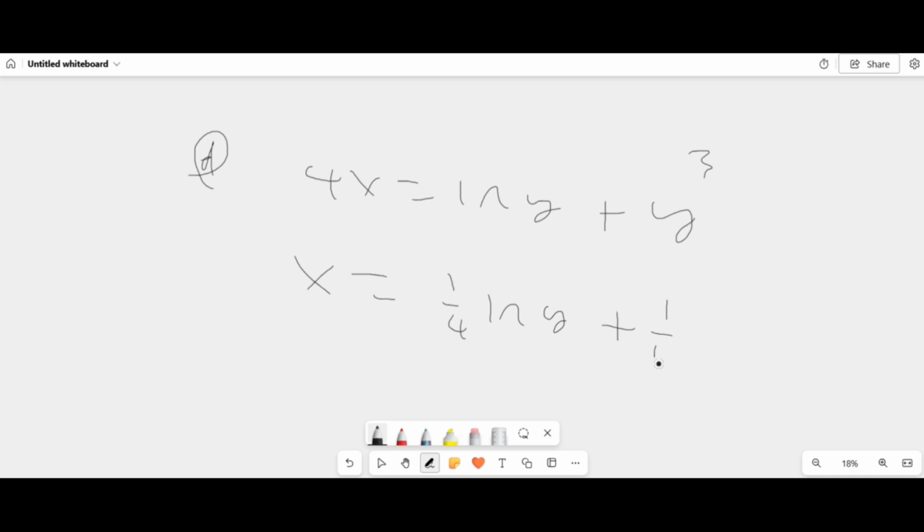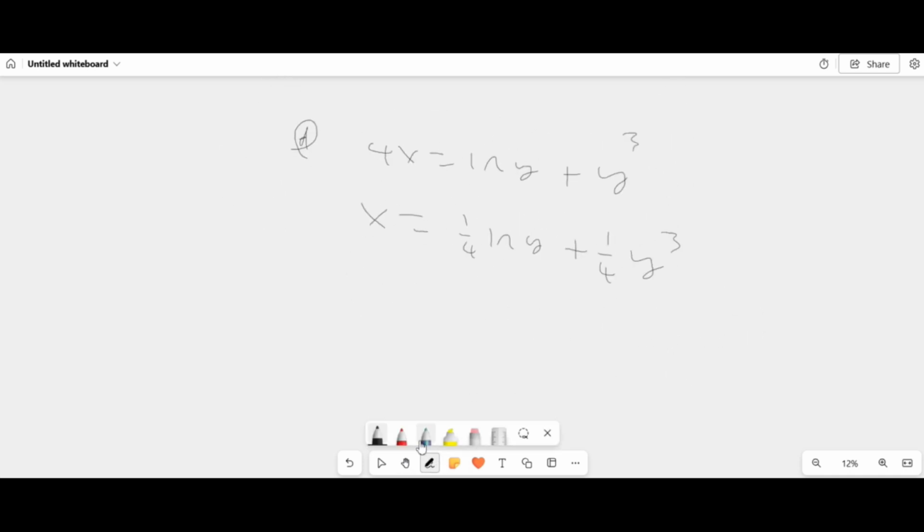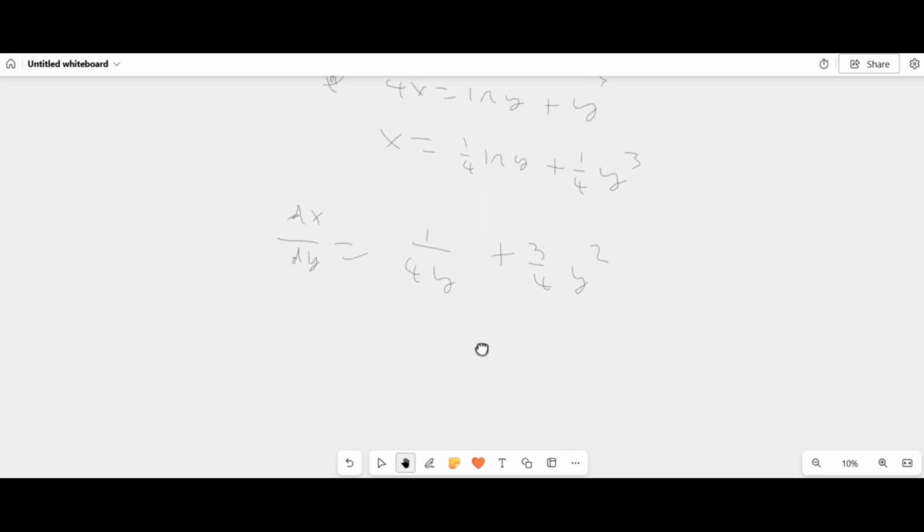And here you can even write 1 over 4 y cubed instead of y cubed over 4. Alright, and then do dx over dy, so differentiate that. Ln y differentiated is 1 over y, times that by 1 over 4 is 1 over 4y, plus, and then bring the 3 down, that's 3 over 4, and then take away 1 from the power, that's y squared.